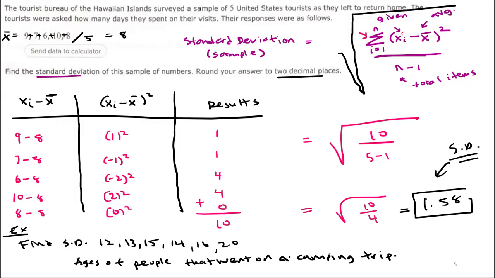As I mentioned, this problem is missed a lot, so I'm going to give you another similar problem to do on your own. Once you've calculated it, post it in the chat box. Down here it says find the standard deviation. You have 12, 13, 15, 14, 16, 20. These are the ages of people that went on a camping trip, and we want to find the standard deviation.